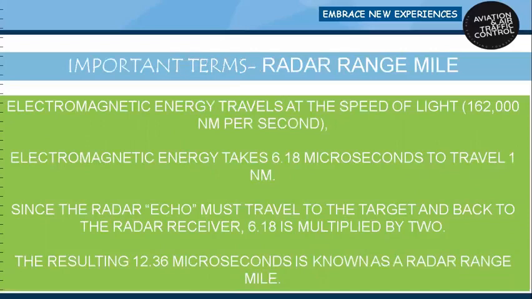Let us understand radar range mile. Electromagnetic energy travels at the speed of light, which is 162,000 nautical miles per second. So electromagnetic energy takes about 6.18 microseconds to travel 1 nautical mile. Since the radar echo must travel to the target and back to the radar receiver, we multiply 6.18 by 2. The resulting 12.36 microseconds is known as a radar range mile.